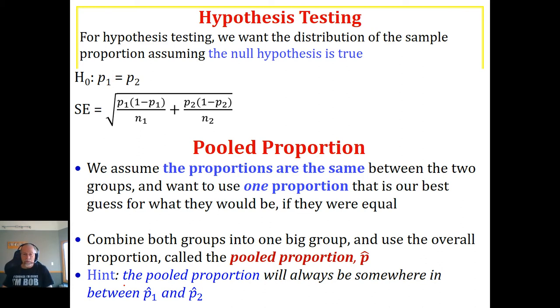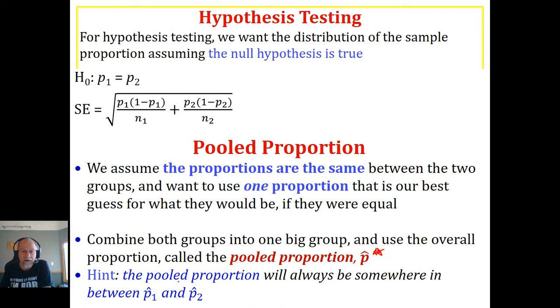We will be using what's referred to as a pooled proportion in this problem. If you look down, it says pooled proportions. We assume that the proportions are the same between the two groups, and we want to use one proportion that is our best guess for what that would be. Combine both groups into one big group and use the overall proportion called the pooled proportion. And notice that it looks very similar. It's a statistic that has a p-hat value inside of it right here. That p-hat looks very similar to what we've already been using, but the value is slightly different.